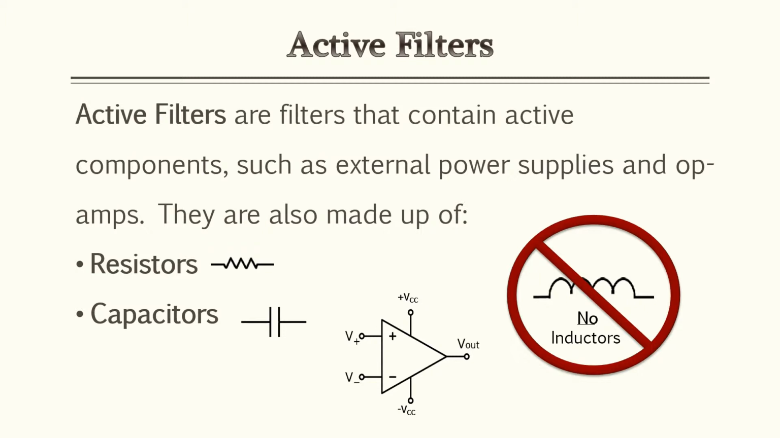Well, active filters contain active components such as external power supplies and op amps, and they are typically made up of resistors and capacitors. Now, the reason we use active components is because they're used as impedance converters, which means you're not going to see any inductors in your active filters.